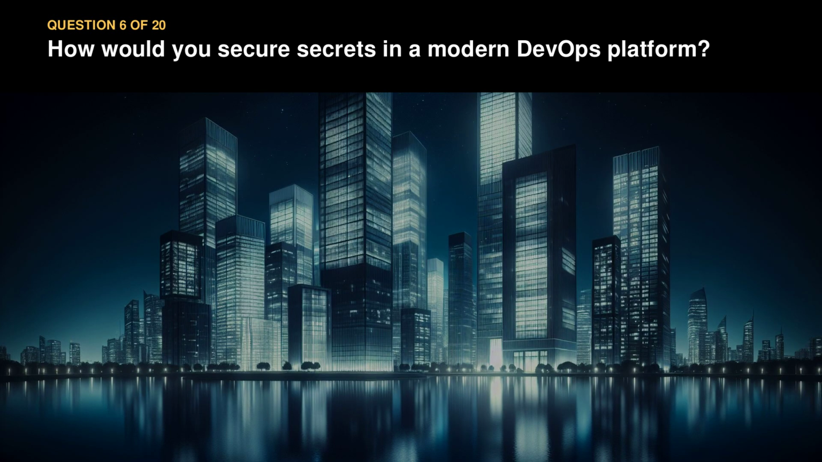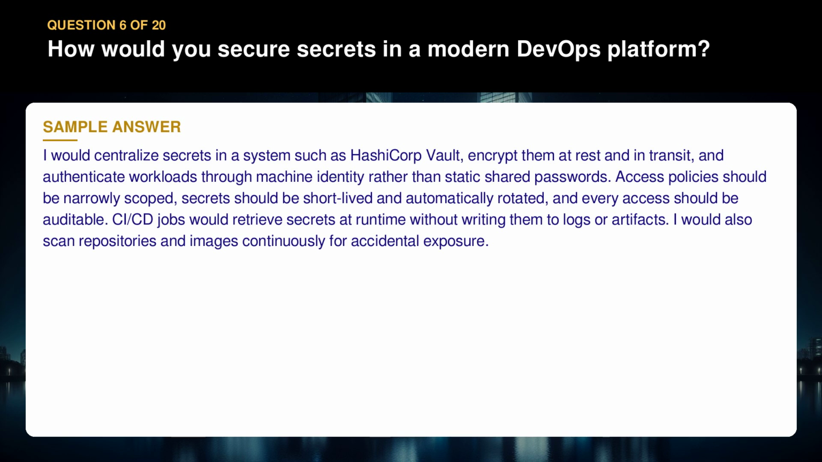Question 6. How would you secure secrets in a modern DevOps platform? I would centralize secrets in a system such as HashiCorp Vault, encrypt them at rest and in transit, and authenticate workloads through machine identity rather than static shared passwords. Access policies should be narrowly scoped, secrets should be short-lived and automatically rotated, and every access should be auditable.